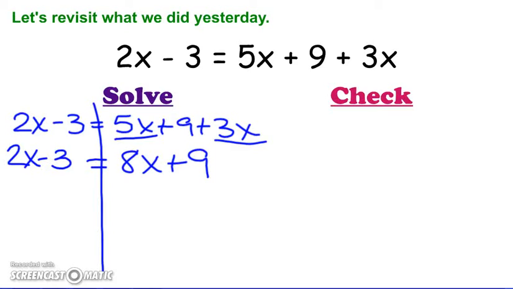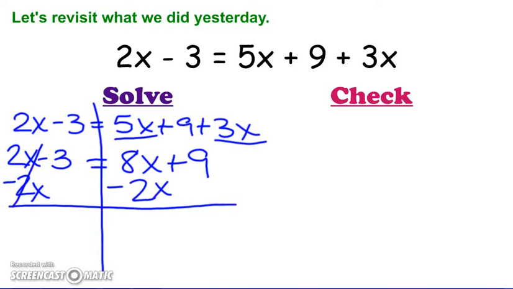Now, we know that we need x's on one side and the constants on the other. I am going to move my 2x because it is the smaller of both positive variables. And in order to do that, I put a negative 2x because it's the inverse or the opposite of a positive 2x. And if I do it on one side, I have to do it on the other. So minus 2x and minus 2x. So I'm left with negative 3 equals, excuse me, 6x plus 9.